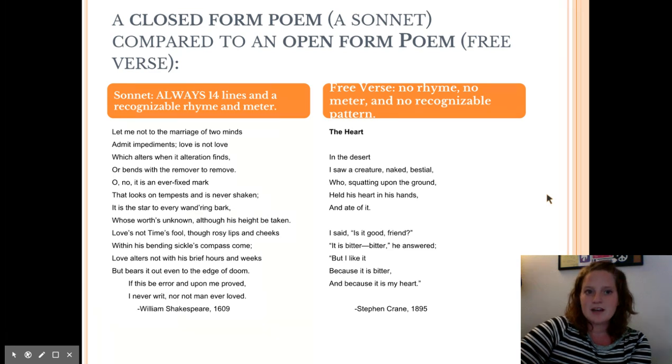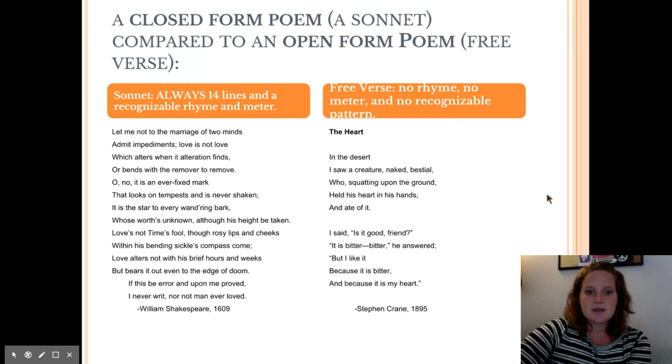To compare the way a closed form poem and an open form poem look, you can see the two examples below. The first is a sonnet. Sonnets always have 14 lines. There's recognizable rhyme and meter. An example of that would be the sonnet written by William Shakespeare.